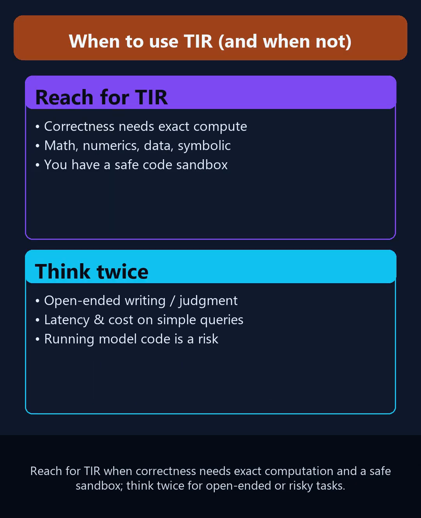So, when should you reach for it? Use TIR whenever correctness depends on exact computation, math, numerics, data, or symbolic work, and you have a safe sandbox to run code in. Think twice when the task is open-ended writing or judgment with nothing to compute, when latency and cost matter for very simple queries, or when running model-generated code is a security risk you cannot contain. Match the tool to the problem.